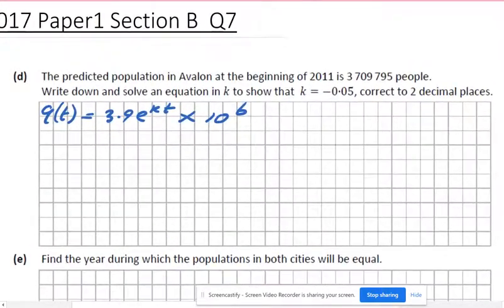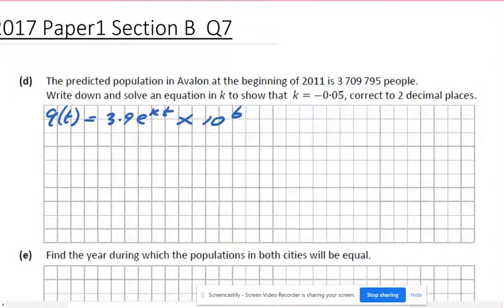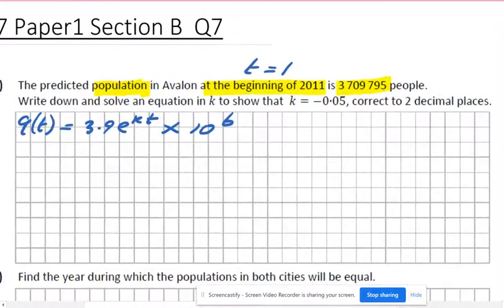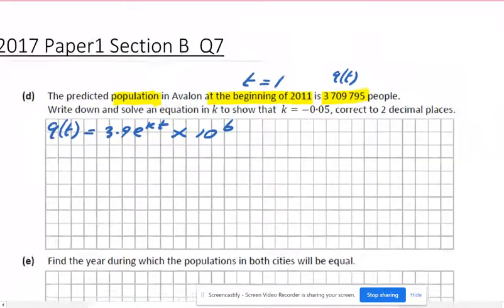Now again, let's decipher what they're telling us. So the predicted population at the beginning of 2011. So what are they really telling us here? Beginning of 2011, that's when t equals 1, because t equals 0 corresponds to 2010. Sorry, t equals 1, I should say. And the population at this stage in this town is just over 3 million, as we can see. But it's called Q this time, so just be careful with that. So now it's Q, and it's a function of t, of time.